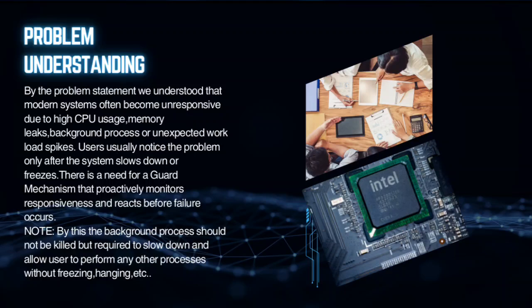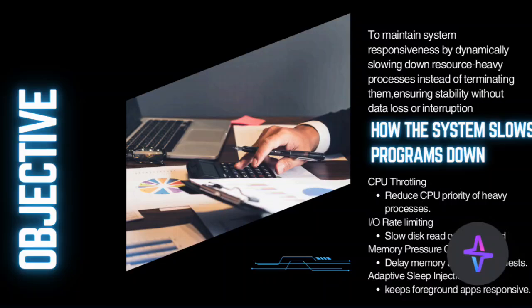And now let us go through the objective of this problem statement: to maintain system responsiveness by dynamically slowing down resource-heavy processes instead of terminating them, ensuring stability without data loss or interruption. Now, how does the system slow programs down? We all don't know this very correctly. Now, let us go through it.